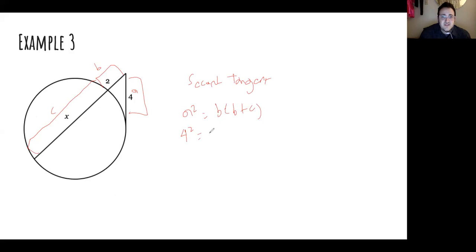So I'm going to write that as 4 squared equals 2 times 2 plus x. We get 16 equals 4 plus 2x. So subtract 4 from both sides. And I'm going to divide by 2. And I get that x is equal to 6.